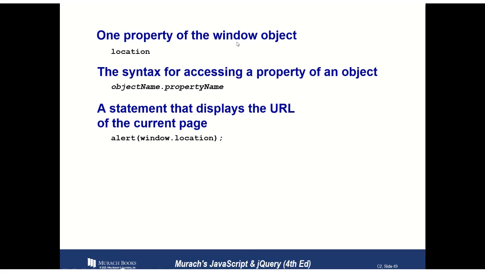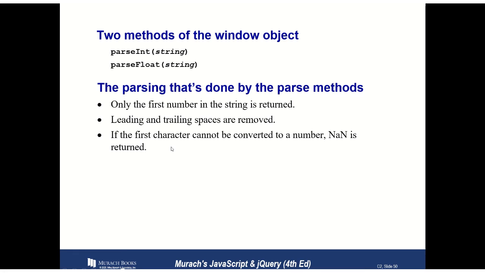One property of the window object is location. Window is a given object in JavaScript. You don't need to mention it all the time. Window means the current window that you are working with. So the property name location, the alert, you can see window.location, all those things. The two methods of the window object are parseInt and parseFloat. With the parsing done by the parse methods, only the first number in the string is returned. Leading and trailing spaces are removed. If the first character cannot be converted to a number, NaN is returned.